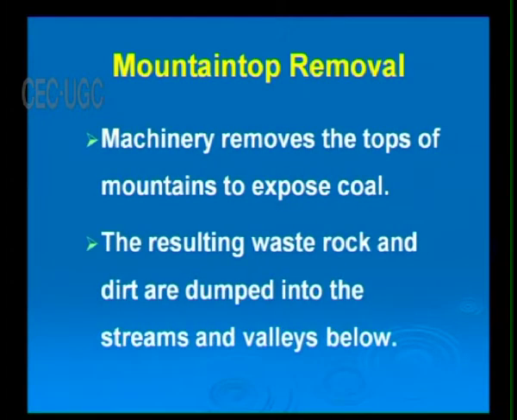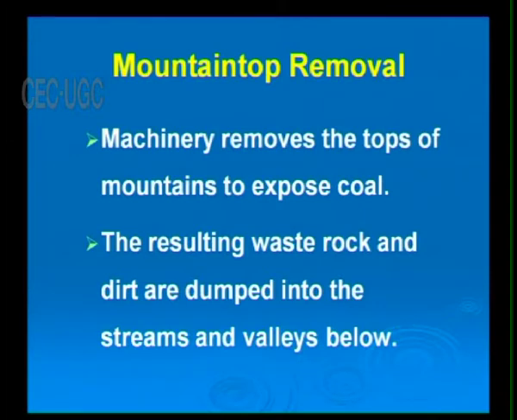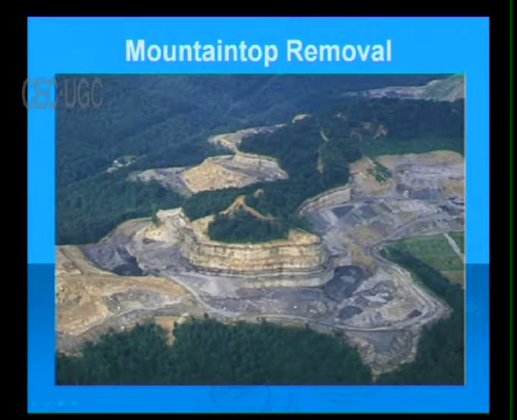And the fourth one is mountaintop removal. The machinery removes the tops of mountains to expose coal. The resulting waste rock and dirt are dumped into the streams and valleys below. So, in this the mountaintop is totally removed, and from there the coal is extracted, and all the rubble is thrown away into the valley. And so, this is the major problem with this kind of mining. And see, here the top is totally removed, and the rubble is thrown into the valleys.